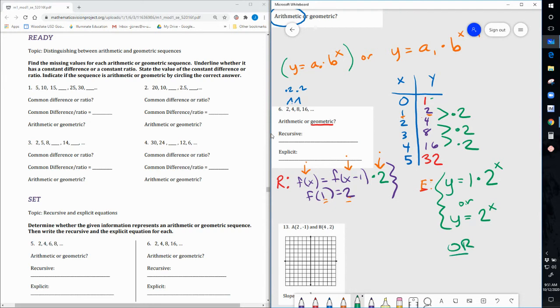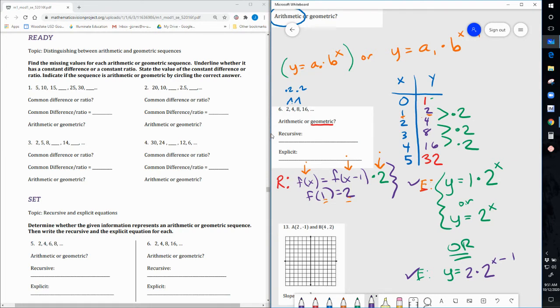Or the other method, if you want to use your first term, you can say your first term, which is 2, and then times my common ratio to the x minus 1. So this equation would work, or one of these equations would work. So any of those equations would work for explicit.